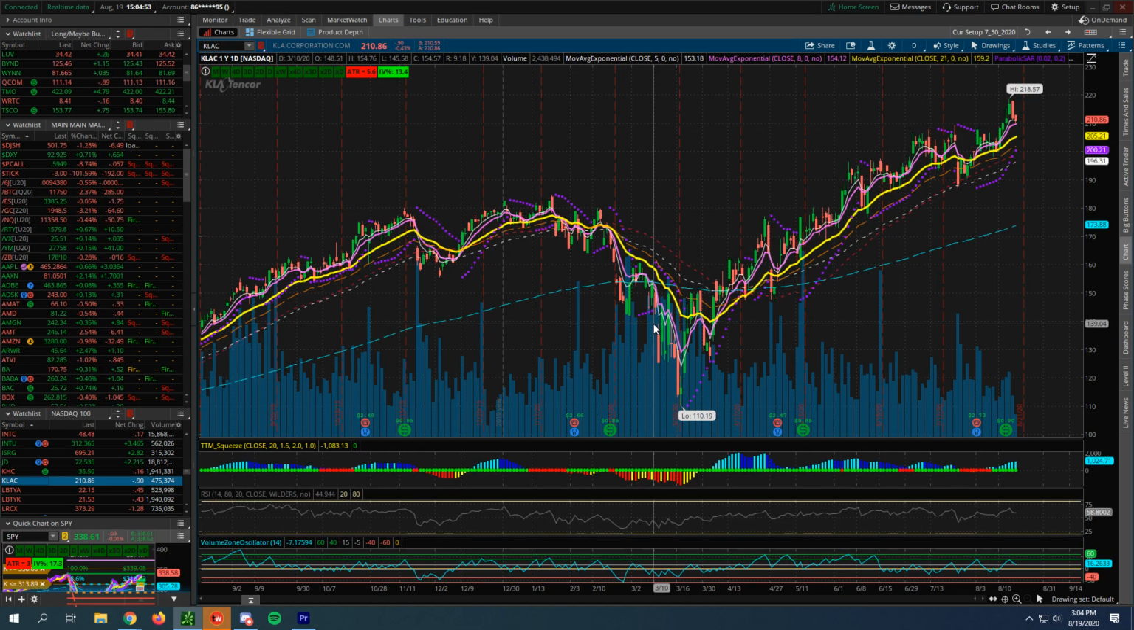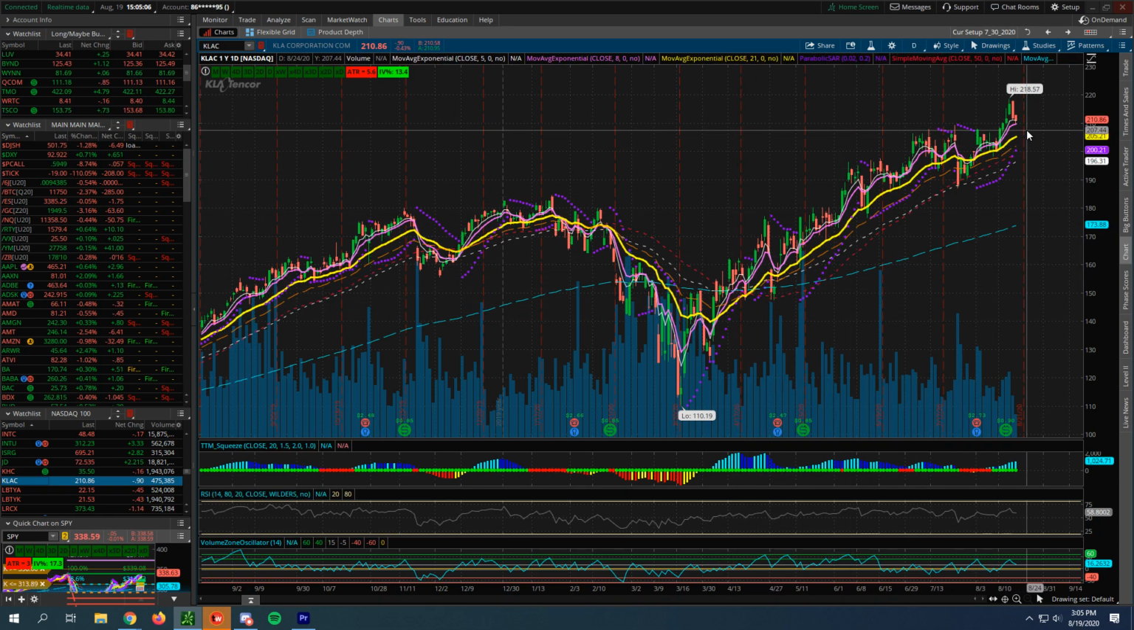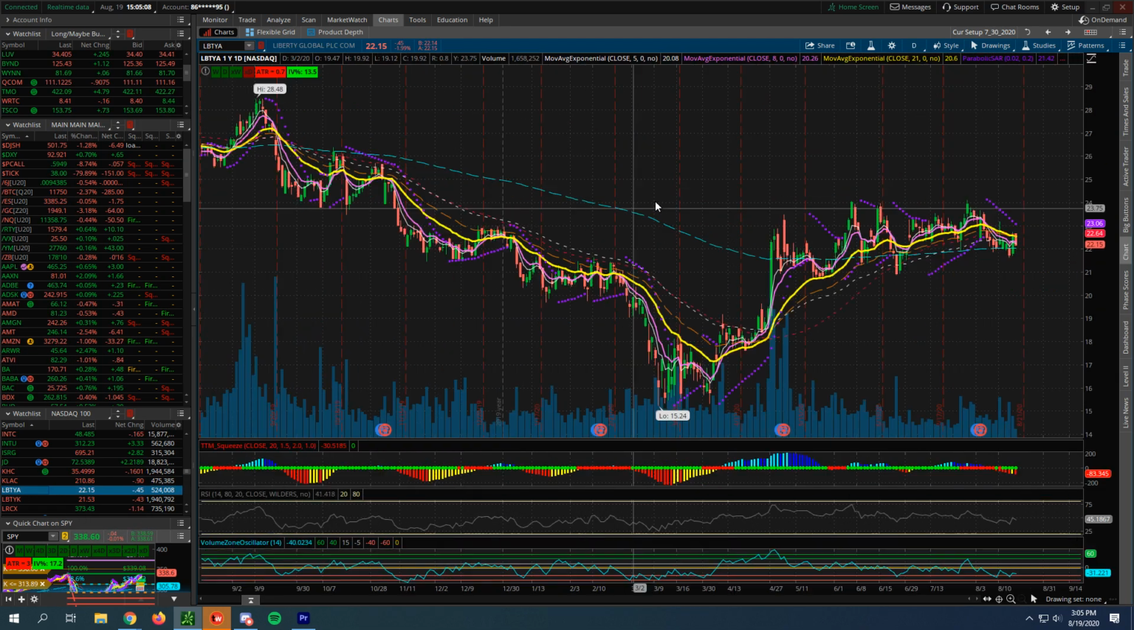KLAC has been performing pretty well here as well. Again, really holding that 21 and 34 and continuing to grind higher. Had a pretty okay quarter, but it came down to that 21 and 34. Not the prettiest pattern, but it is a trend pattern without a doubt.